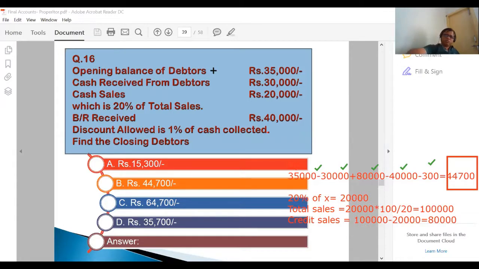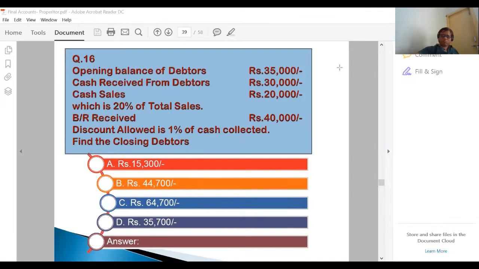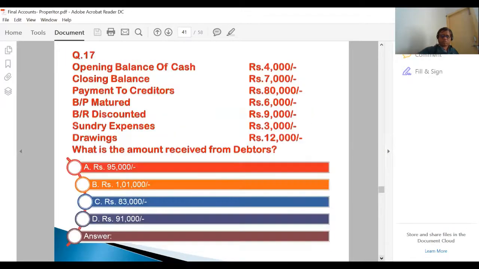Okay, so we'll move on. Okay, can you try this? Right. What is the amount received from debtor? They were asking what is the amount received from debtor.